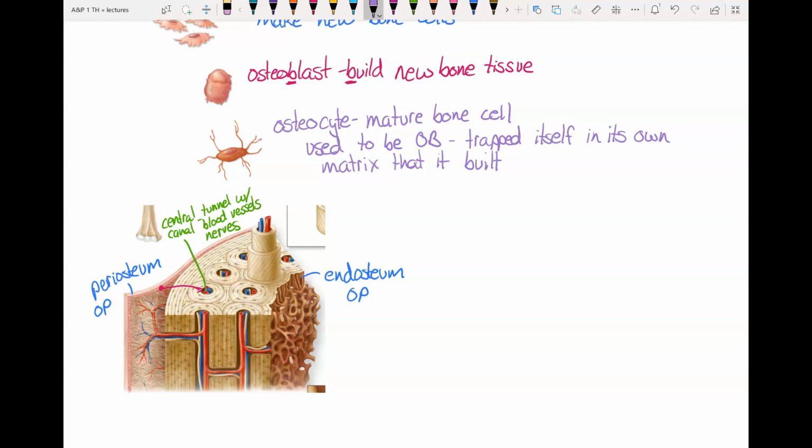So you can kind of think of osteoblast as a working bone cell and osteocyte as a retired bone cell. So the osteoblast is getting up, going to work every day, making bone tissue. Finally, it gets done, it retires, and then it's an osteocyte where it can just sit in the recliner and watch Wheel of Fortune all day.